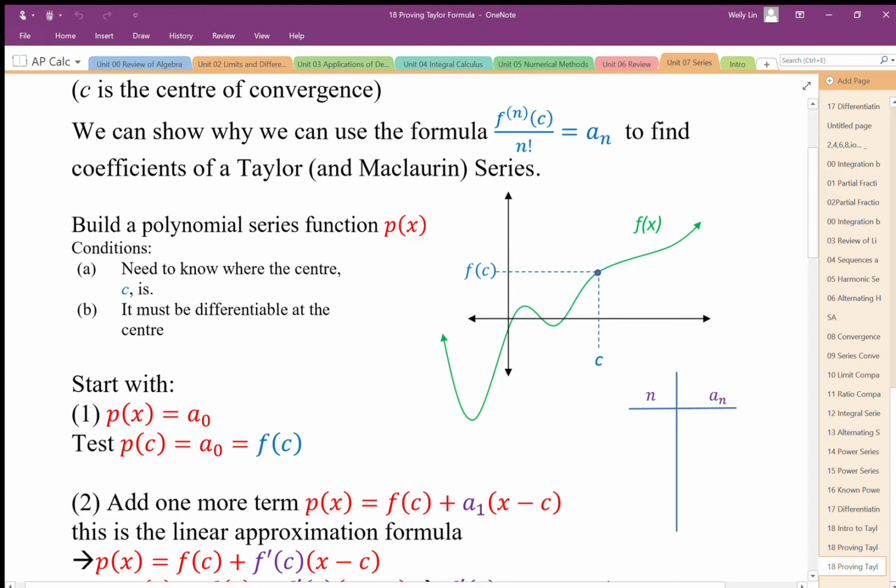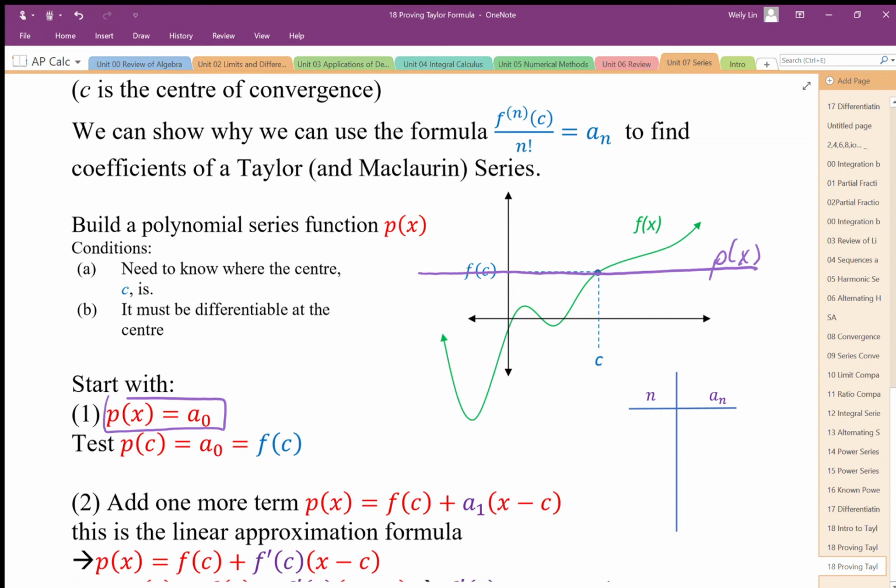Once we've built that polynomial, this is our polynomial right here. We can replace a naught with f of c. That polynomial is going to be a constant, so this line is going to be our p of x function. Not a great p of x function. In fact, it's a terrible p of x function because the only point where it does any good is right at the center. However, that's what it is. That's the very first term of our p of x function, and that's what it would look like.